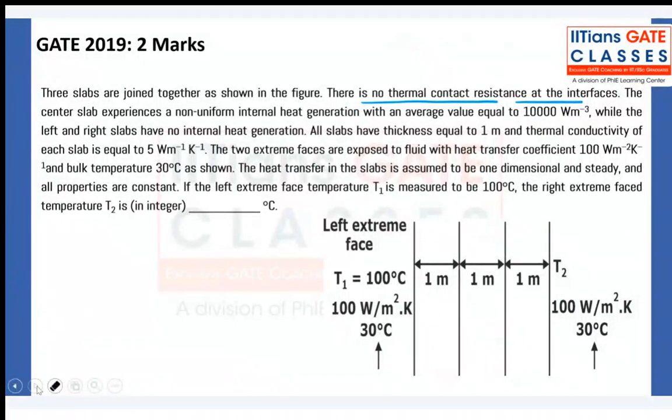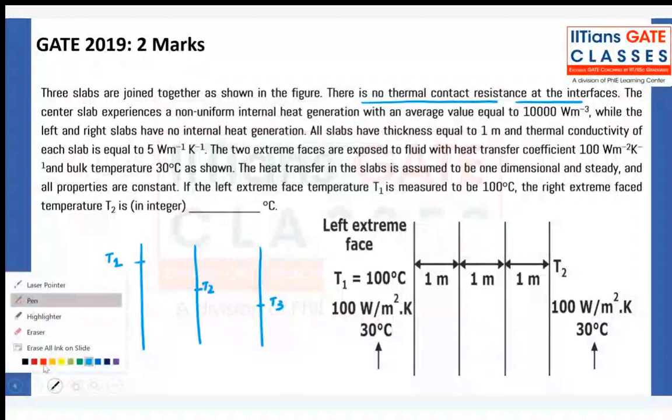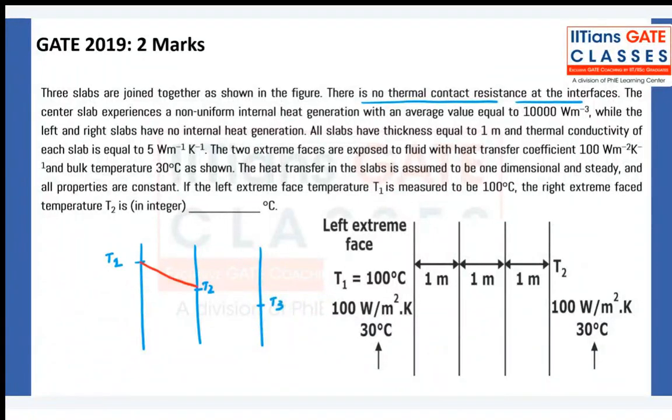So what happens, for example, you have a composite slab. Here temperature is T1, here temperature is T2, here temperature is T3. Now how is the temperature varying? Like this: T1 to T2 and then T2 to T3. Now there is no temperature drop at the interface. This will only happen if there is no contact resistance.